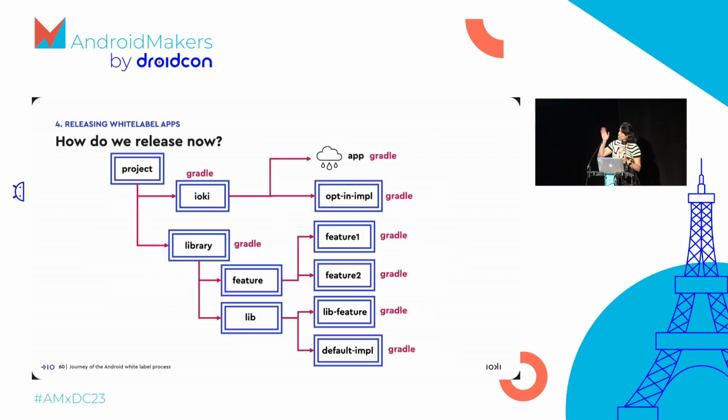Like I mentioned, these sub-projects are independent, right? So we thought, why not move them further apart? The reason we're building this is that this common library Gradle project is common to every single white label app build. So how do we improve this?